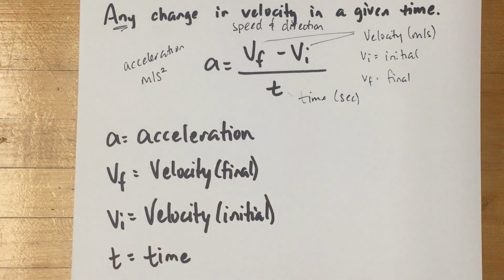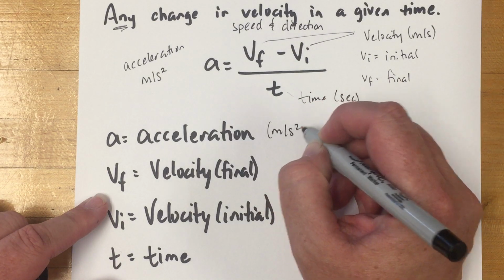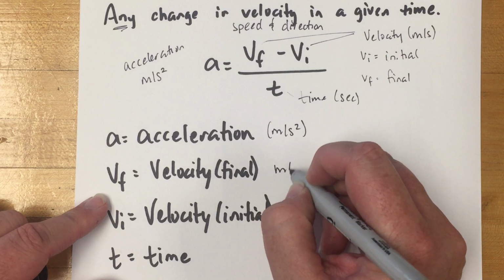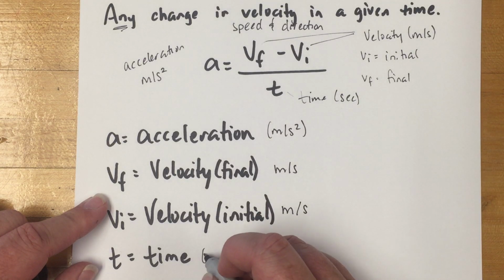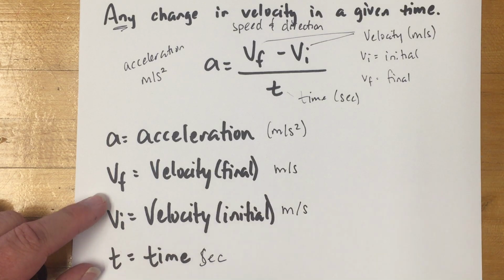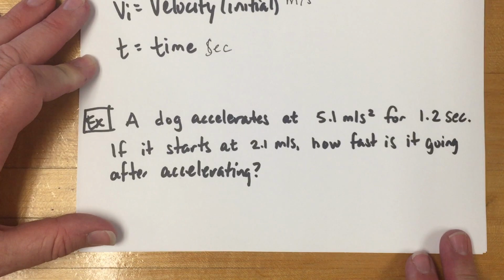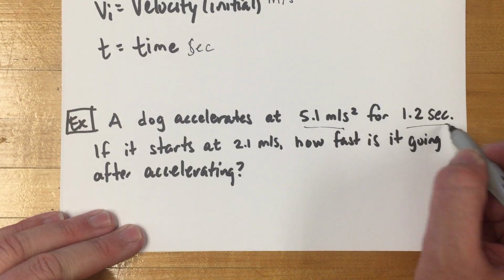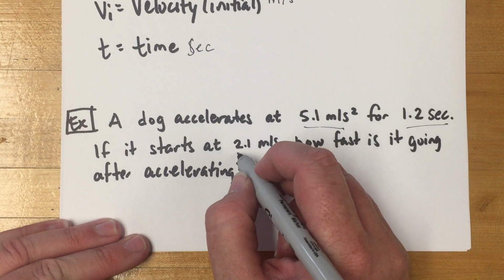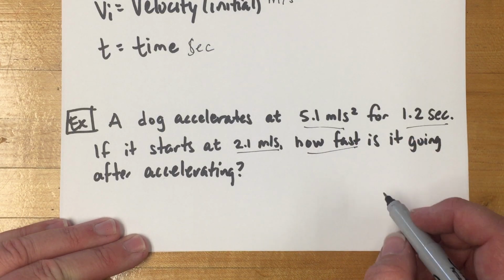Again, we have our variables here. Acceleration, again, is measured in meters per second squared. Velocity is meters per second. Both velocities are meters per second, and time is seconds. How might this look in a calculation? Here's an example. A dog accelerates at 5.1 meters per second squared for 1.2 seconds. If it starts at 2.1 meters per second, how fast is it going after accelerating?